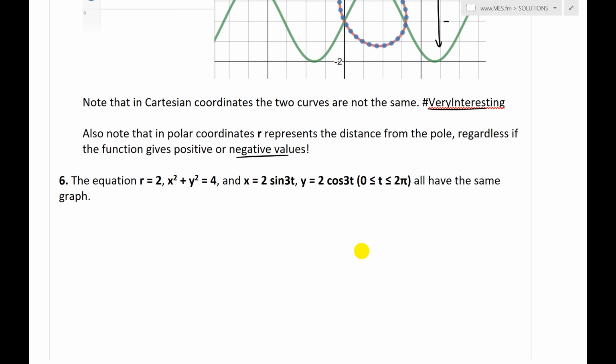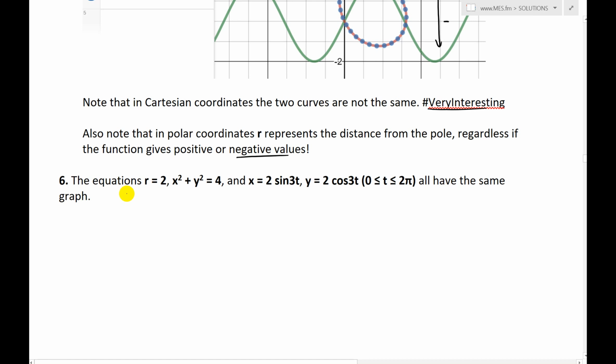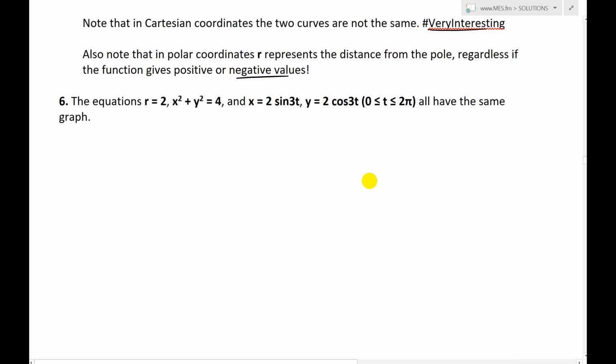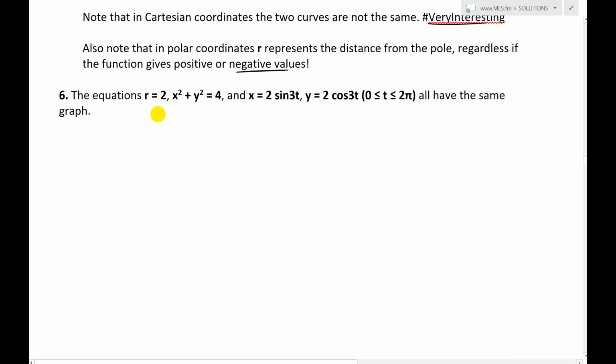Alright, so now let's look at statement 6, and this one states the equations r equals 2, x squared plus y squared equals 4, and also the last one, x equals 2 sine 3t, y equals 2 cosine 3t, where t is between 0 and 2 pi, all have the same graph. So this is a very interesting statement. Basically, we're dealing with polar, Cartesian, and parametric equations to see if they all have the same graph.